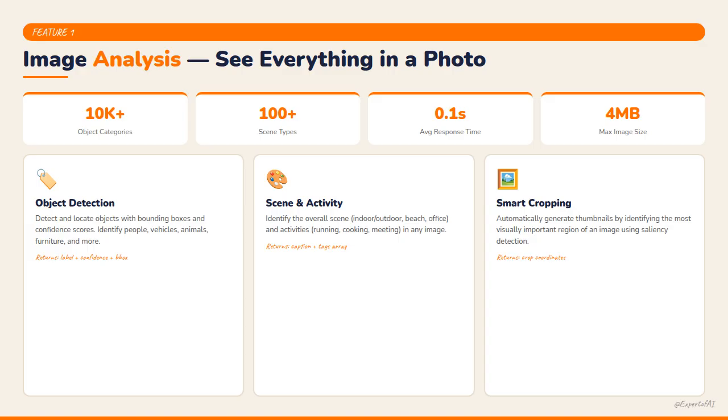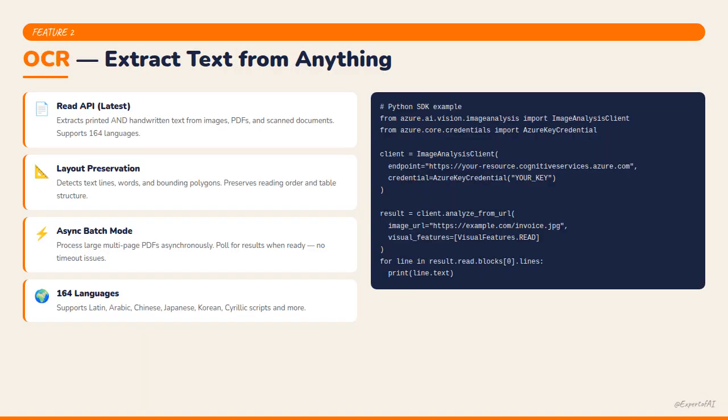Let's start with image analysis, the most versatile capability. When you send an image to the Image Analysis API, it can detect and locate over 10,000 types of objects with bounding boxes and confidence scores. It identifies the overall scene, whether it's a beach, an office, or a busy street, and even recognizes activities like running or cooking. One particularly useful feature is smart cropping, which automatically identifies the most visually important region of an image to generate the perfect thumbnail.